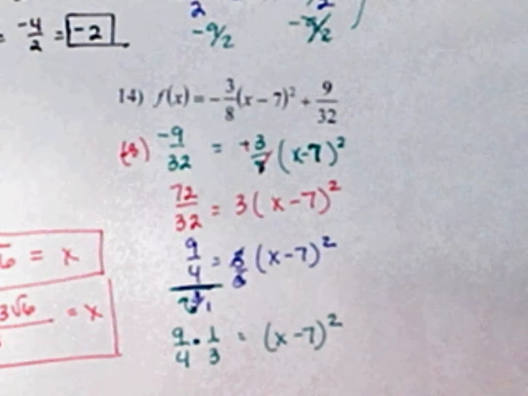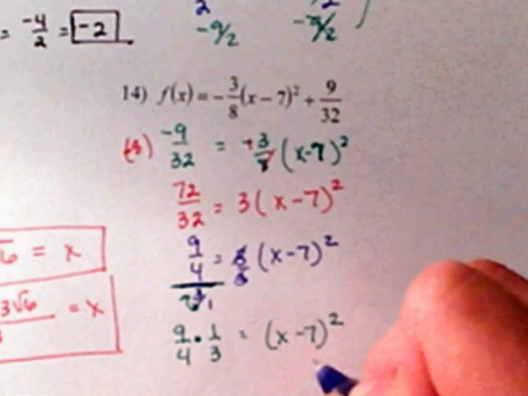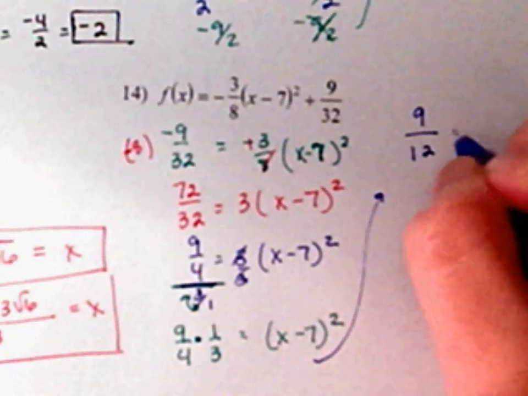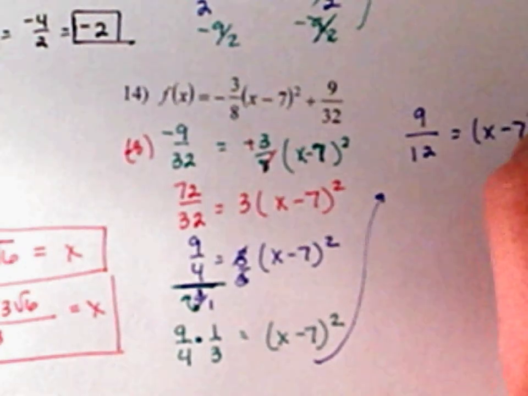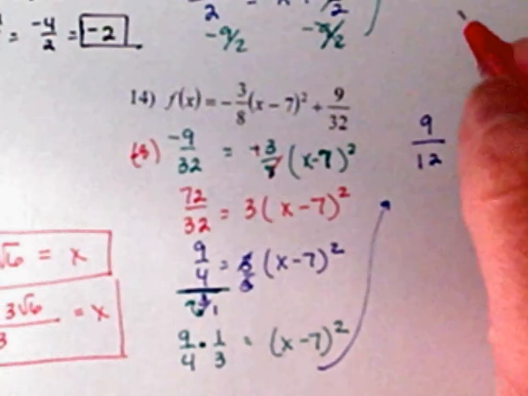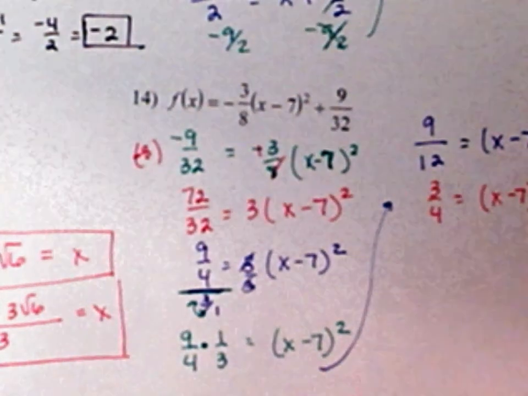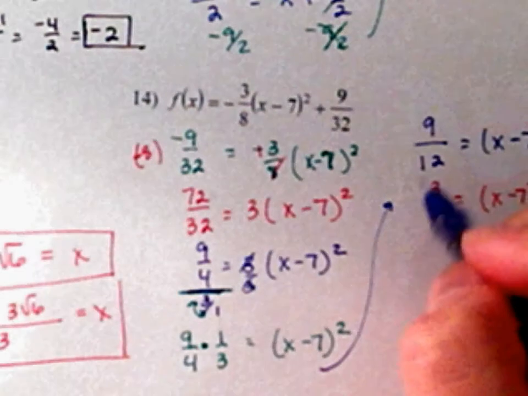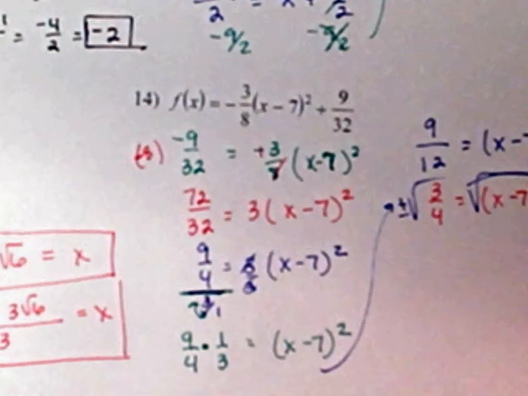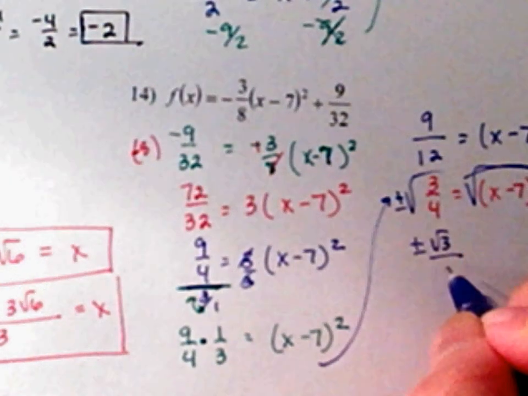Next part, go ahead and multiply. 9 times 1 is 9. Let's continue up here. 4 times 3 is 12 equals (x minus 7) squared. Let's go ahead and simplify that. 9 over 12 is the same as 3/4 equals (x minus 7) squared. How do you get rid of that square? You take a square root, and when you take a square root, you have a plus or minus, okay? So now you have plus or minus square root of 3, square root of 4 is 2, equals x minus 7.